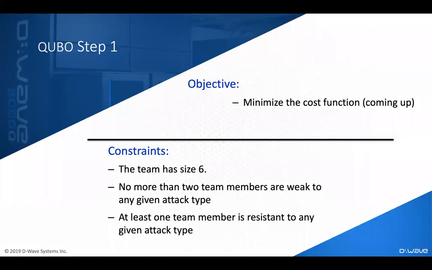The team has size 6. No more than 2 are weak to a given attack type, and at least 1 member is resistant to any given attack type.